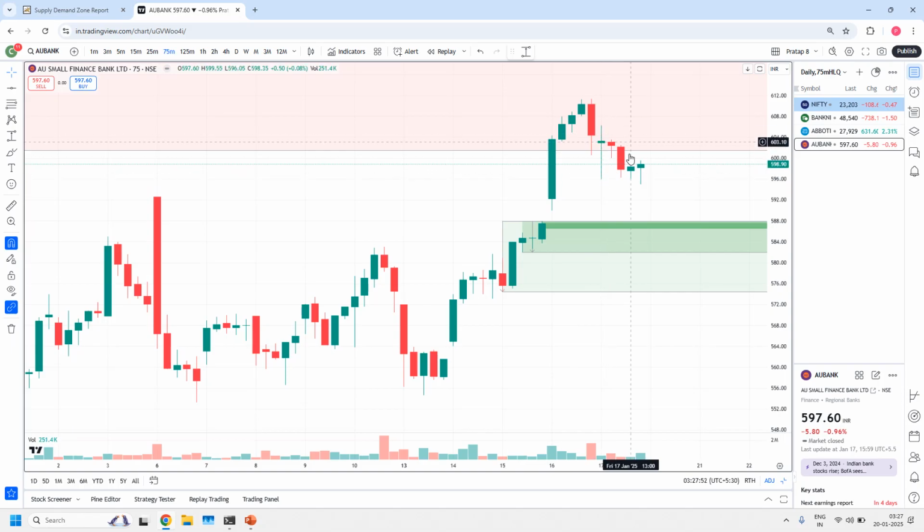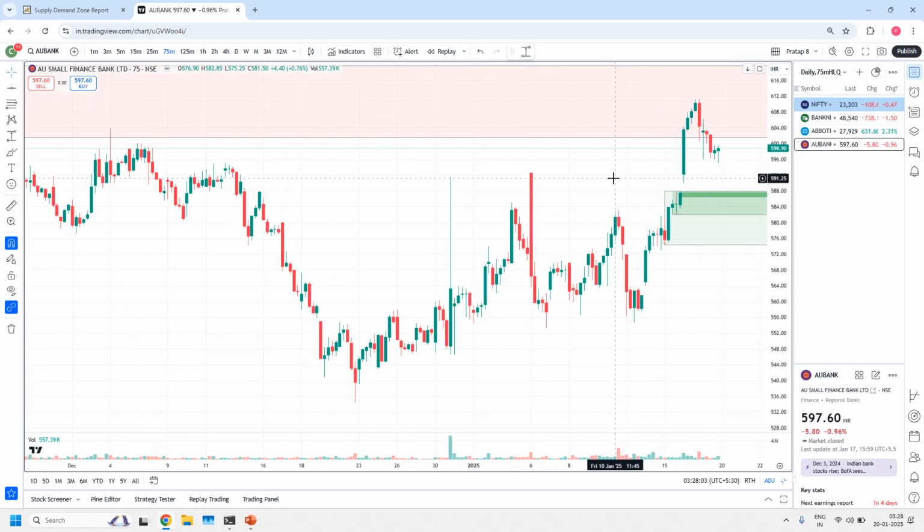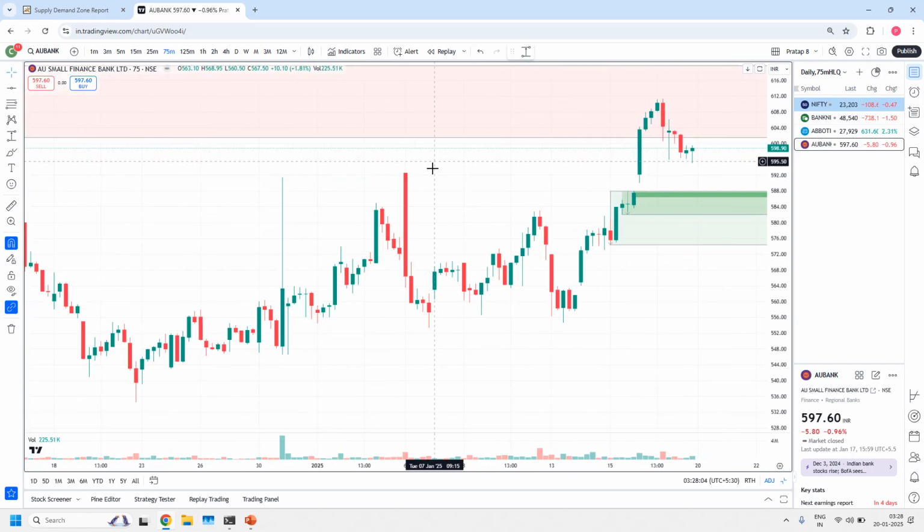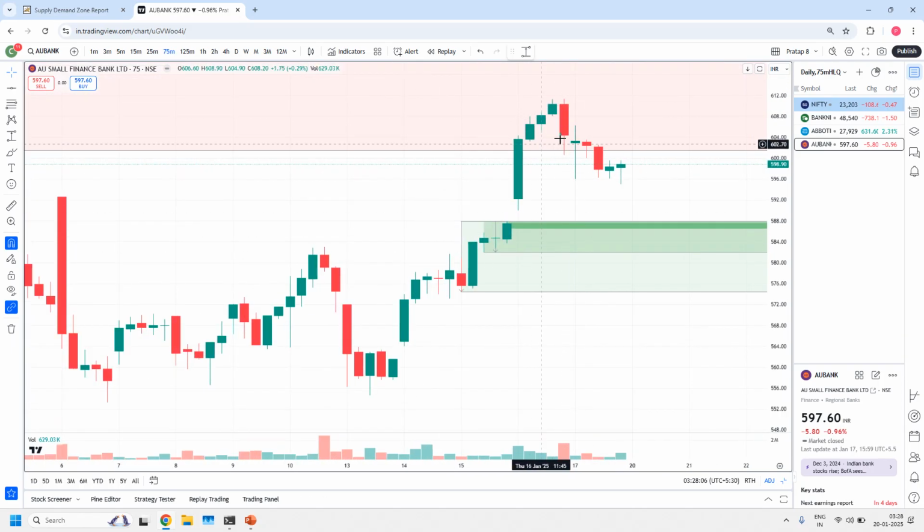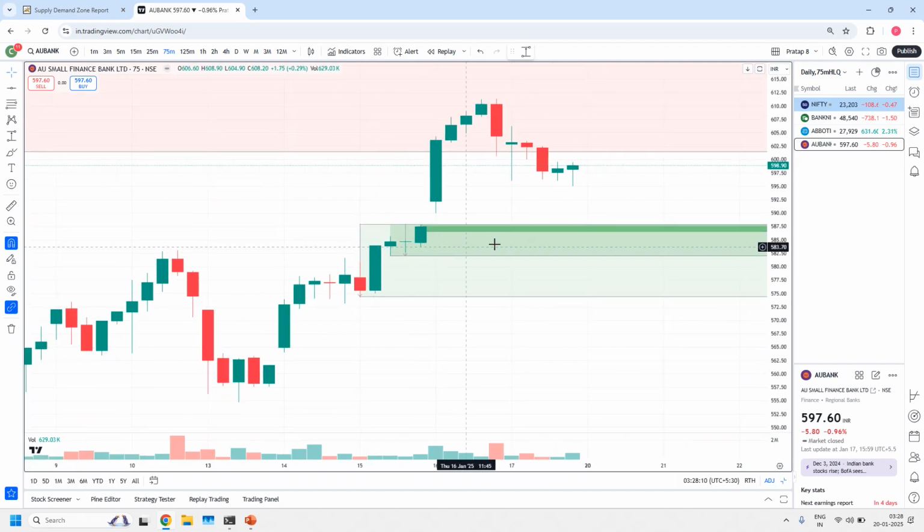This is a rally base drop, or rally, 2 base candles and drop candle. That way we can draw. But anyway, our concentration is here. Some clarity, detailed analysis we have to do in this. Time being, let us focus on this. So this is about AU Bank.